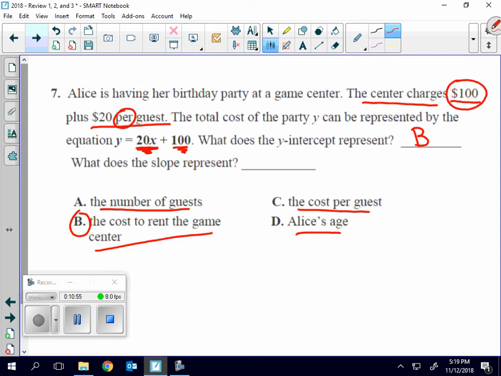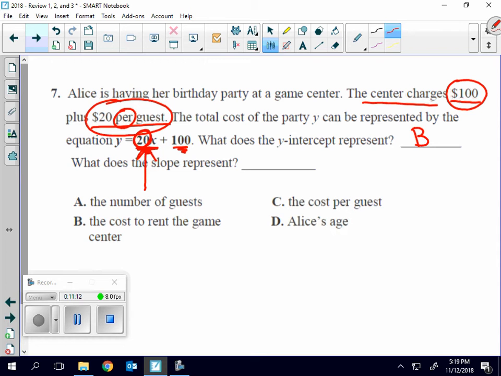Okay? It's the cost to rent the game center. The other ones just don't make sense. It's a cost. But it's not the cost per guest because that's the one right here. $20 per guest. So slope right here, y equals mx plus b. This is our slope. That's the $20 per guest, cost per guest.